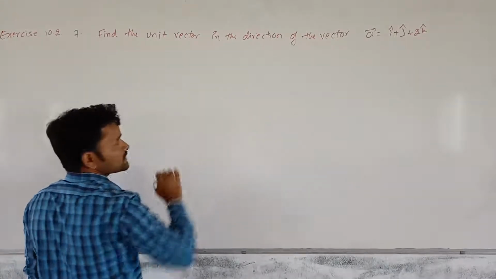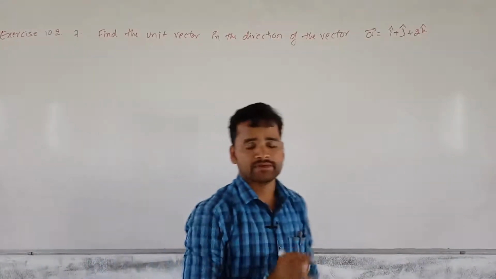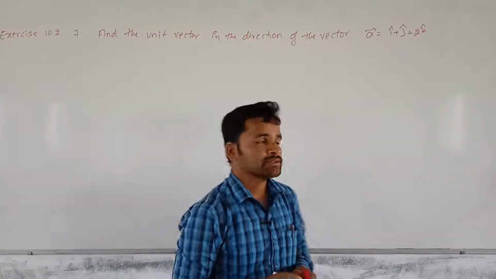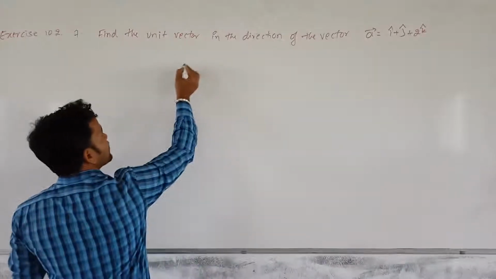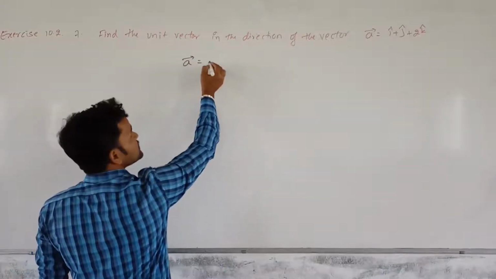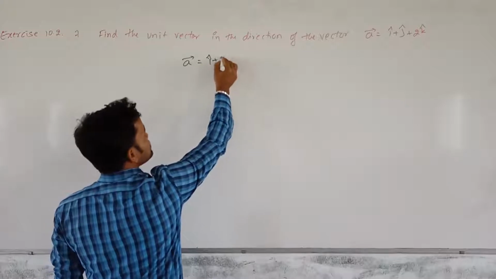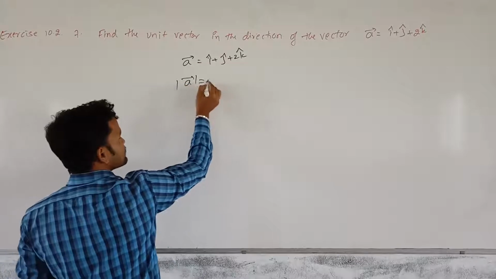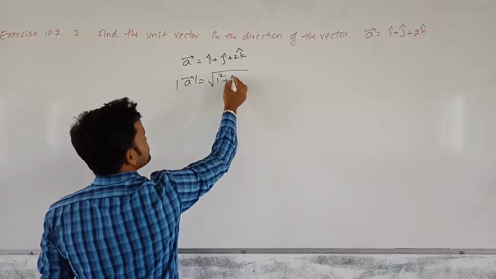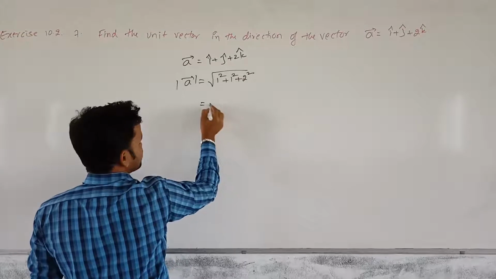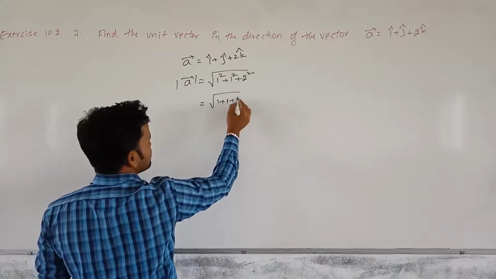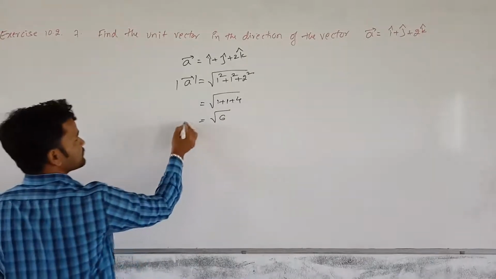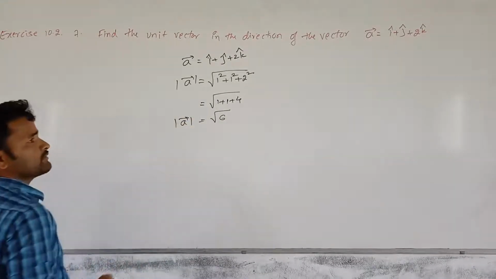Find the unit vector in the direction of vector A. See, we know that unit vector in the direction of the given vector is equal to vector A divided by magnitude of the vector. So, let us find out magnitude of the vector first. Given vector A is i plus j plus 2k and magnitude of this vector is square root of 1 square plus 1 square plus 2 square. This is square root of 1 plus 1 plus 4. We have square root of 6. This is magnitude of the given vector.